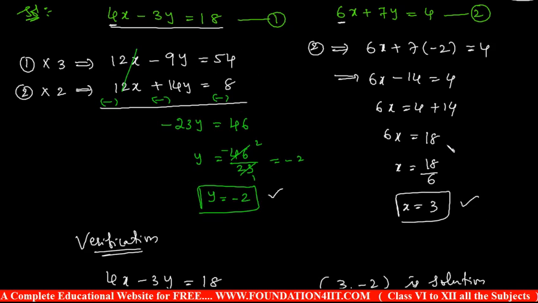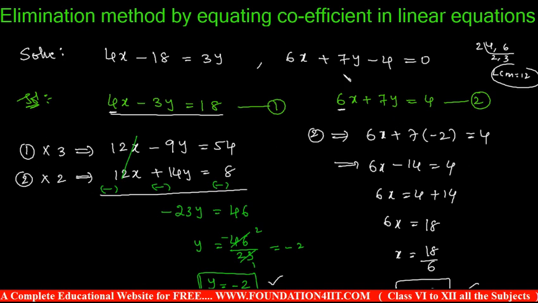So this is the elimination method by equating coefficients. We should equate the coefficients, then by subtracting, we can eliminate one variable. If we eliminate the x value, we will get the y value. If we eliminate y, we will get the x value first. Substitute in another equation, any one of the equations, not only the two, then we'll get the other variable. Okay, this is one of the methods in systems of linear equations.